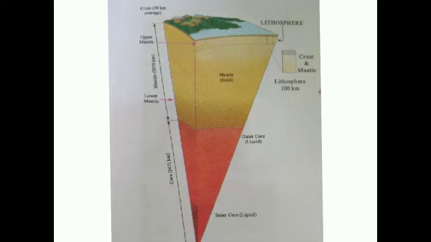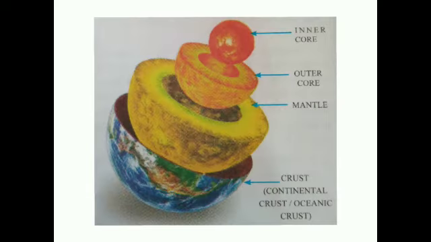Now I'll show you one diagram in which you can understand the structure of earth's interior. So this is the diagram. So see, we can see the inner core, right? The outer core, mantle, crust. So the bluish area is crust, the yellowish area is mantle, and the red and reddish is outer core and inner core. This is Earth's interior. So I hope you all understood this lesson.